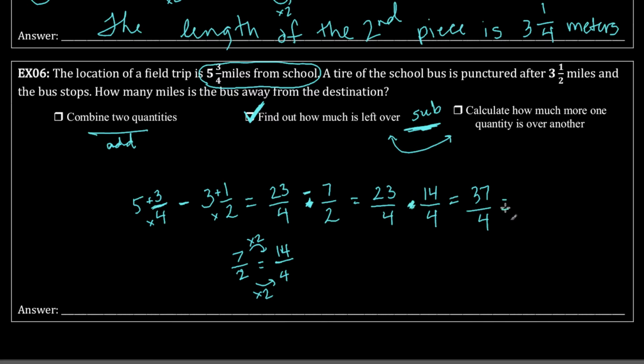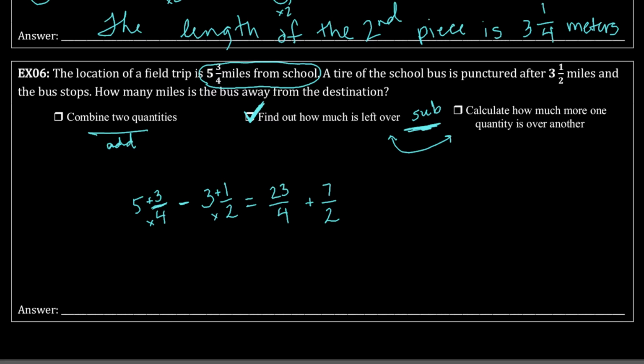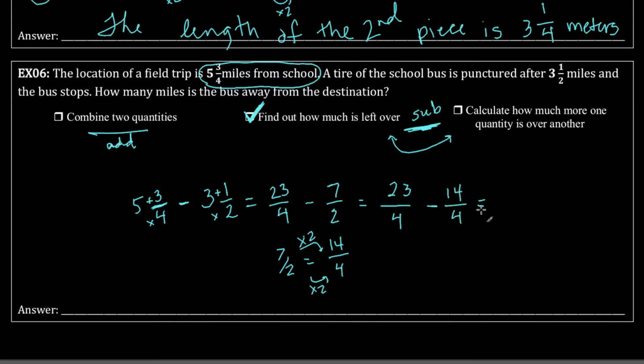So, you know what? I'm actually going to back up here. Okay, better. We can do this quicker. So 2 times 3 is 6, plus 1 is 7 halves. And we said that 7 halves was how many fourths? It was 14/4. So you have 23/4 minus 14/4. Okay, now we're back there. 23 minus 14 will give us 9/4.